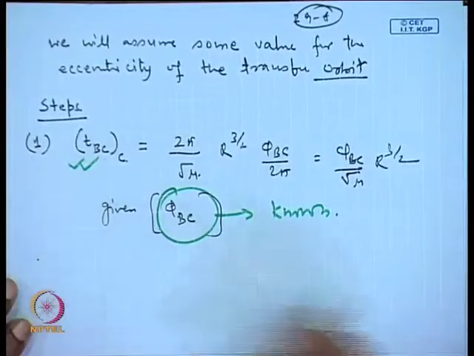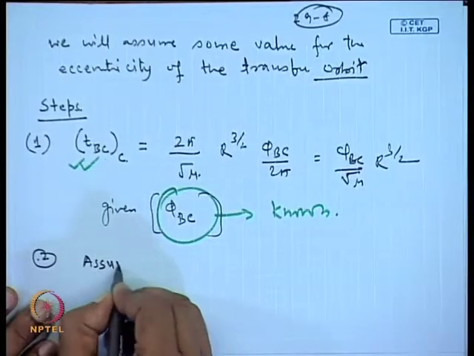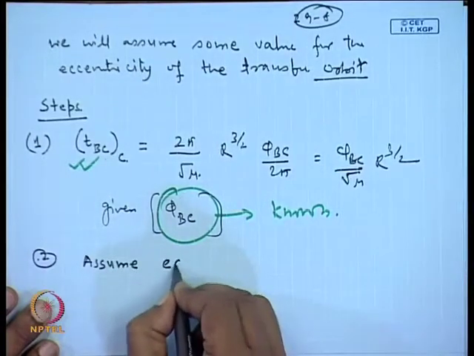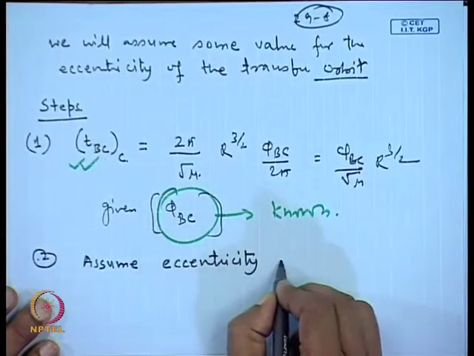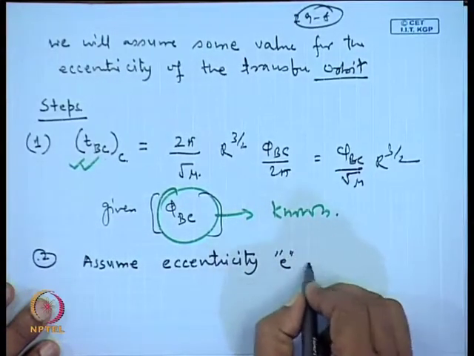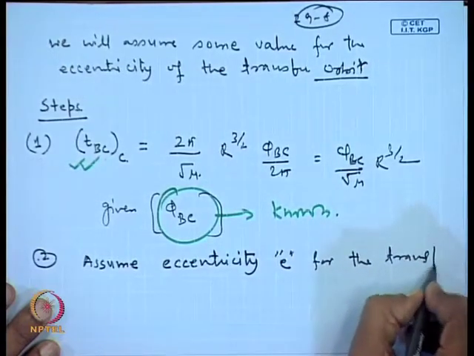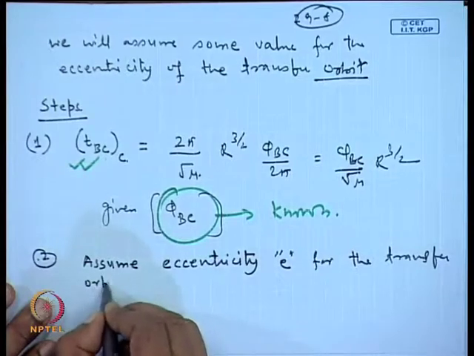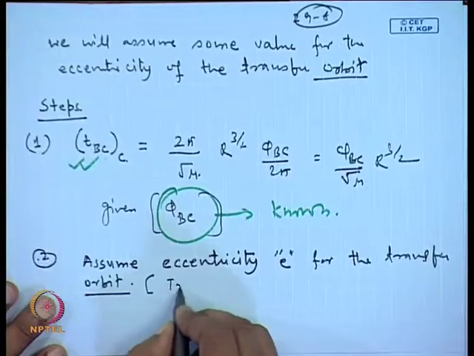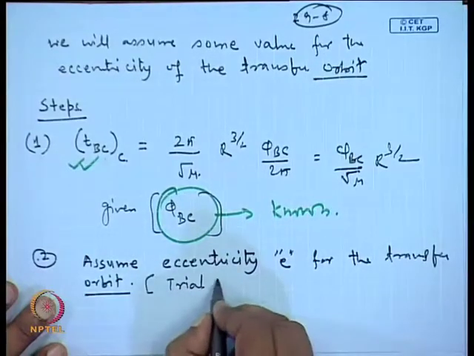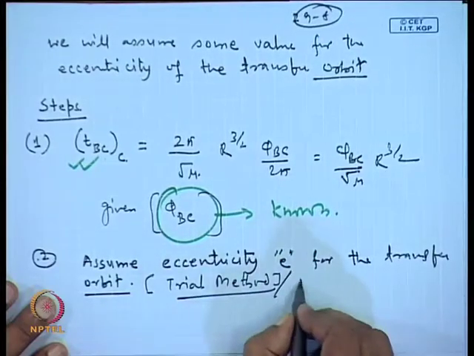So, the second step is: assume eccentricity for the transfer orbit. Okay. So, therefore, this becomes a trial procedure, or iterative method.